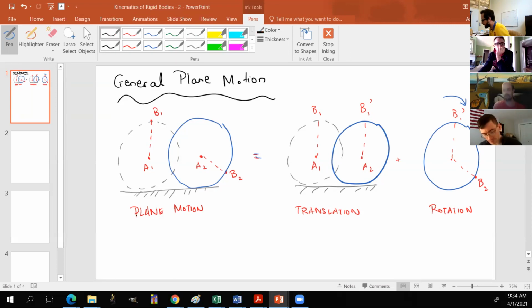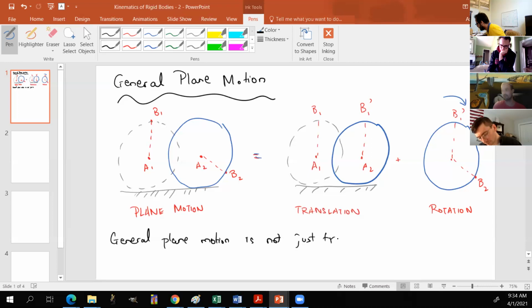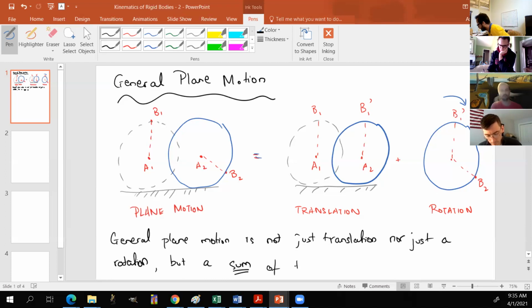So if you write that out, we see that general plane motion is not just translation, nor is it just a rotation, right? What it is, is a sum of the two, a combination of the two. So it is basically a sum of a translation and rotation.